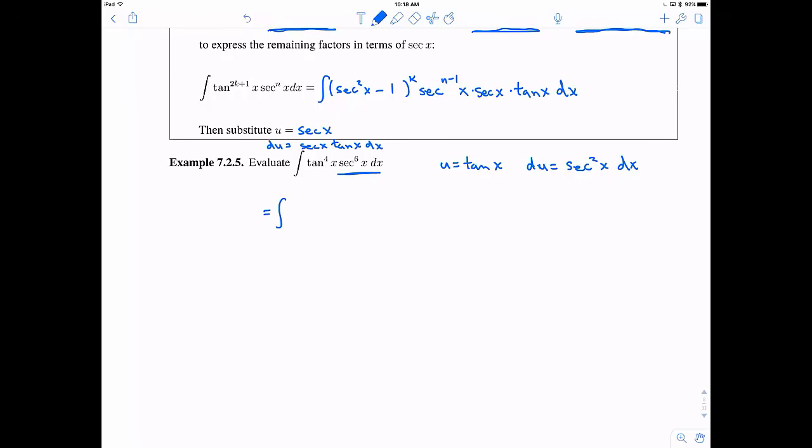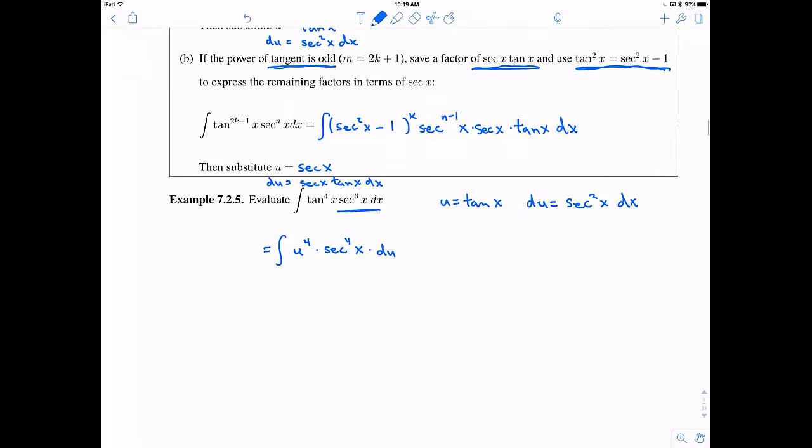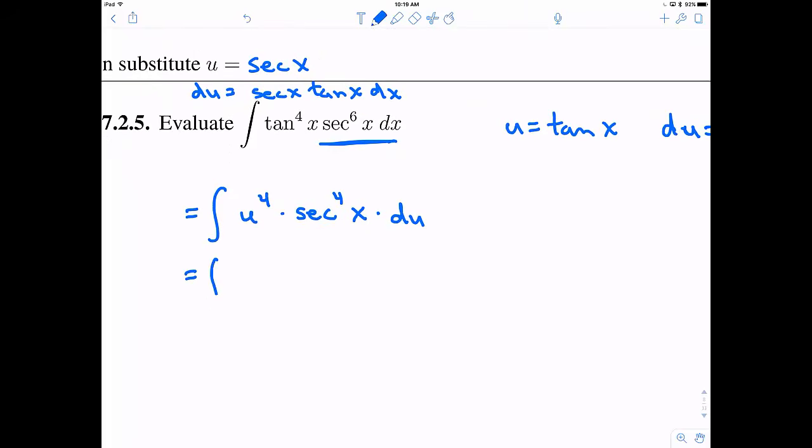Let me go ahead and rewrite the integral. Tangent is u, so u to the 4th times, let's see, I want to use 2 of them to make my du, so that means I'm going to have 4 left over. So that's going to be secant to the 4th of x. And now I want to transform them into tangents. In order to transform them into tangents, there's my formula: secant squared is 1 plus tangent squared of x. So let me rewrite this as secant squared of x squared du.